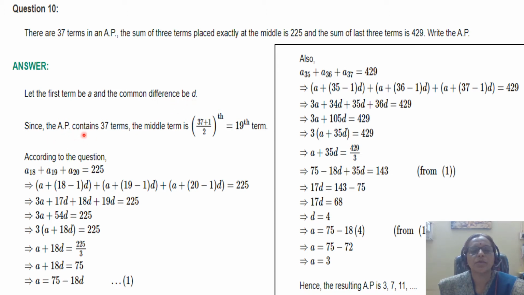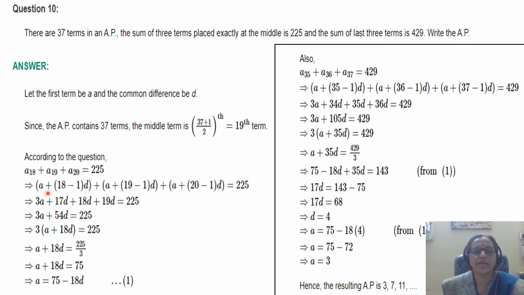Since the arithmetic progression contains 37 terms, the middle term is the (37 plus 1) by 2th term, that is 38 divided by 2, which means the 19th term. The middle term is the 19th term. According to this question, the sum of the three terms placed exactly at the middle is 225. So apply the condition: the 18th term, 19th term and 20th term sum to 225.